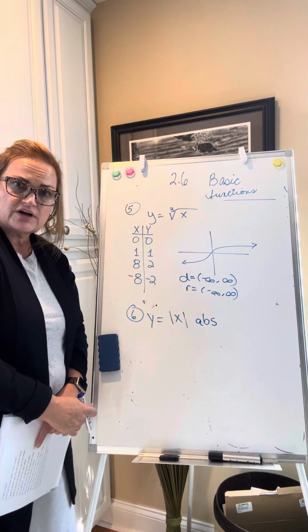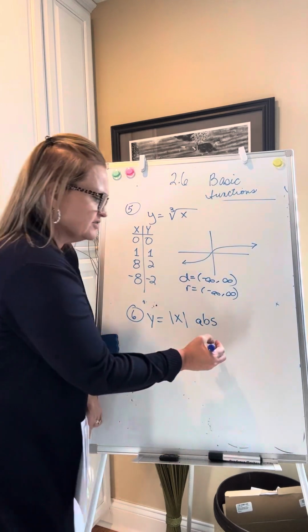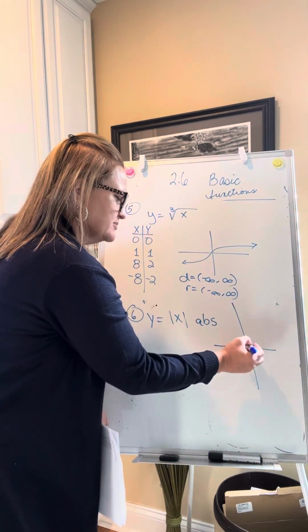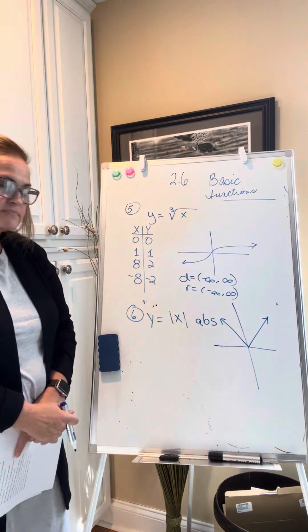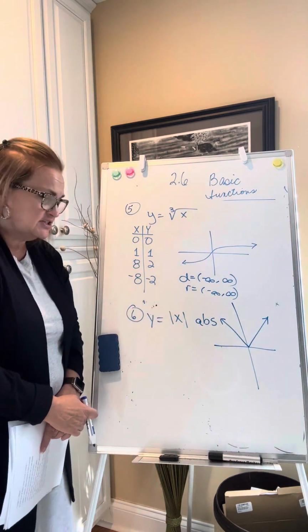So you do try that on your graphing calculator, see how that looks. I think that's the first time we've talked about that. But you should get a V shape out of that. Absolute value of X makes a V shape.